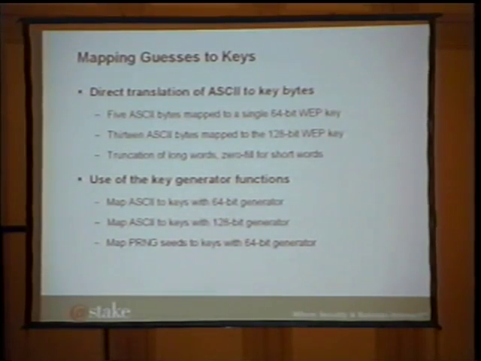If we're using the key generator, we take an ASCII value that we guessed, and we run the key generation function, and we get out the keys directly. And this can be done by using the 64-bit generator or the 128-bit generator. If we're performing a brute force, we've generated seed values and not actual ASCII strings. In this case, we bypass the first operation of the key generator and provide the seed directly to the pseudo-random number generator, and then generate the bits from there.